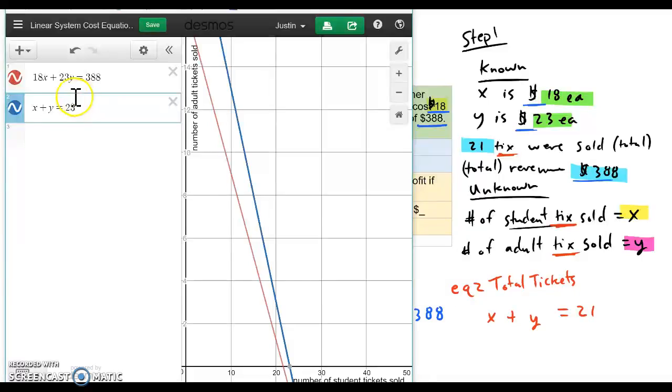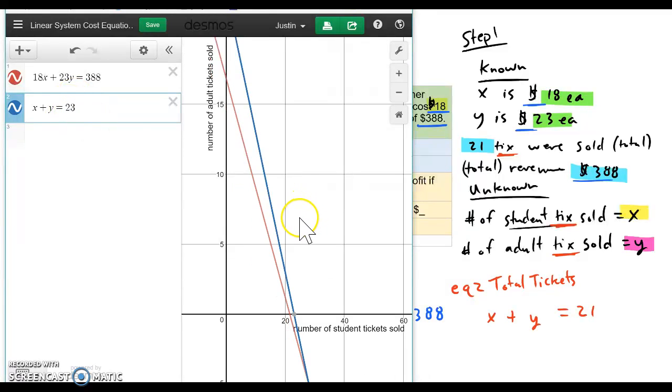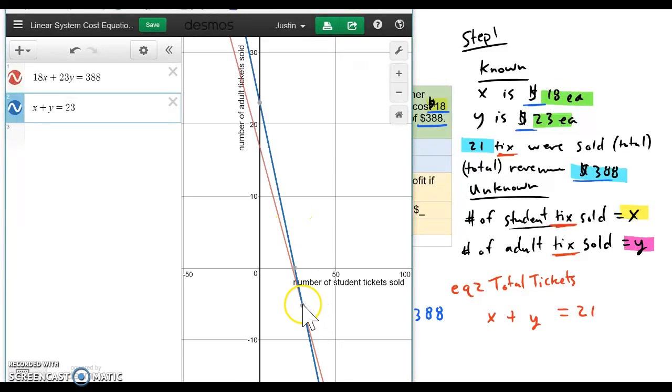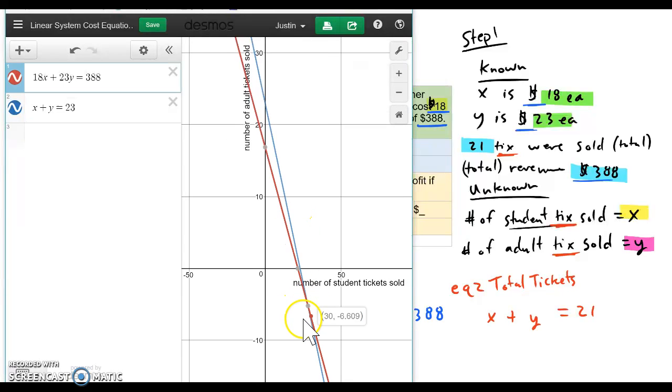So you can see I've graphed both of these. Now I'm just looking for where the 2 lines intersect. They intersect down here, which is clearly not correct because we can't have a negative value. So I've done something wrong. Let me go back to see what I've done wrong.